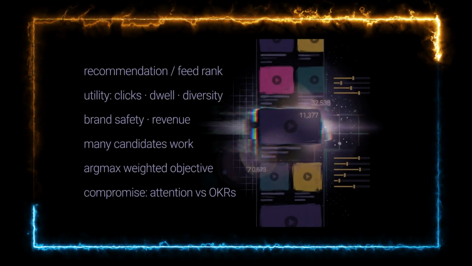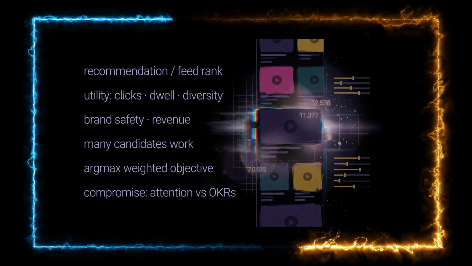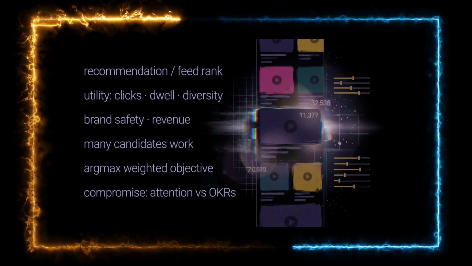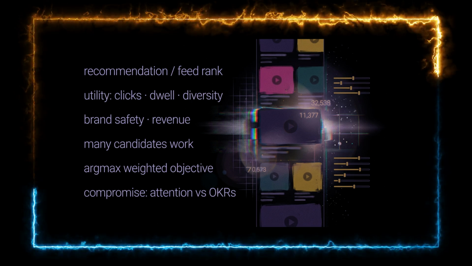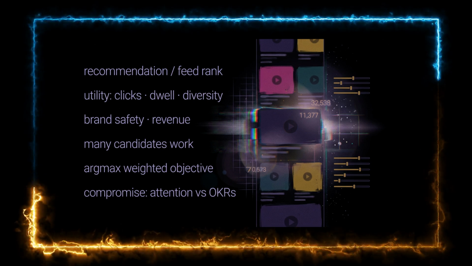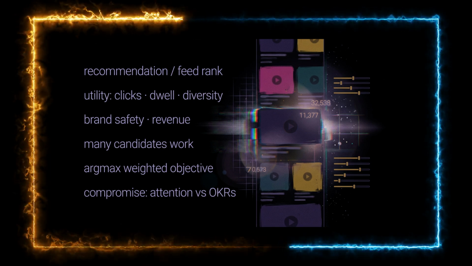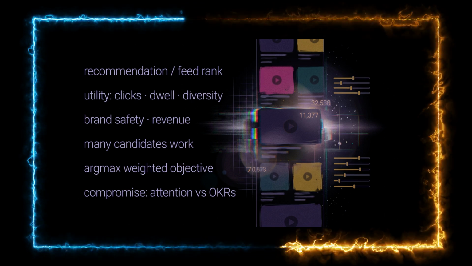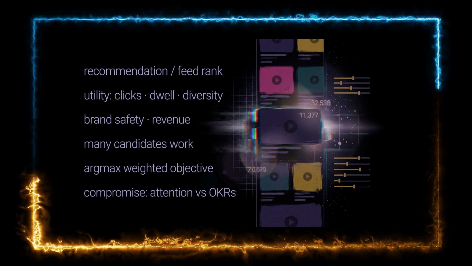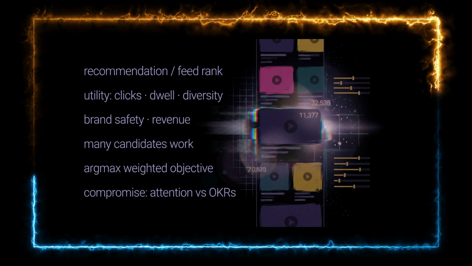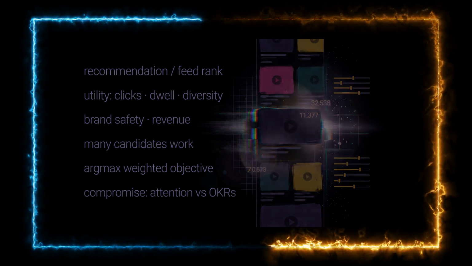A familiar slice of real life is a recommendation system or a social feed ranking layer. Utility: blend of clicks, time on site, diversity, brand safety, revenue. Many items work. The system picks what maximizes the weighted objective, often opaque, but same idea. You're not choosing the best video. You're choosing the best compromise between your attention span and someone's quarterly OKRs.